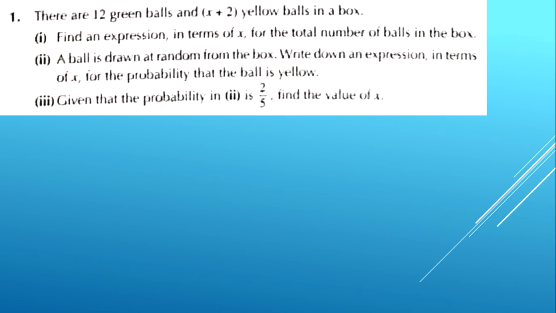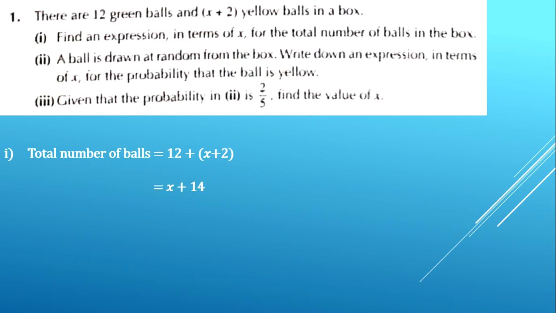One, there are 12 green balls and x plus 2 yellow balls in a box. The first question is find an expression in terms of x for the total number of balls in the box. Of course, we have to add up the number of green balls and number of yellow balls. In this situation, there are 12 plus x plus 2. So the total number of balls in the box is 14 plus x, or x plus 14.